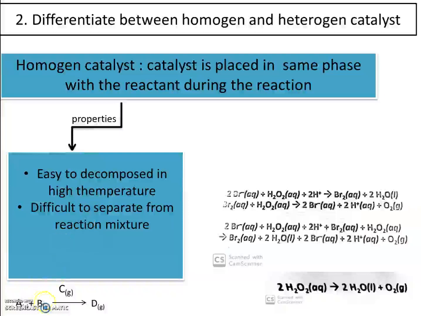For this reaction, we must use a catalyst. Then we jump into the next.